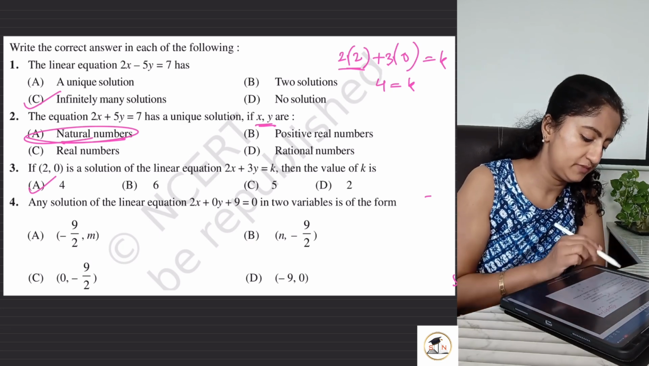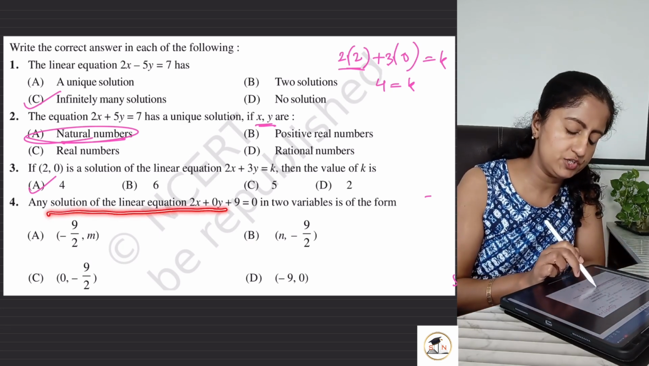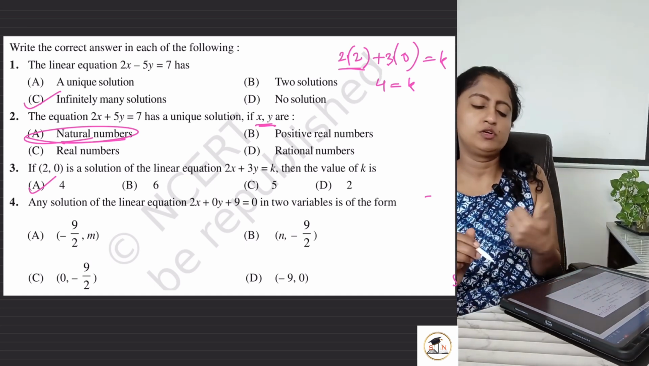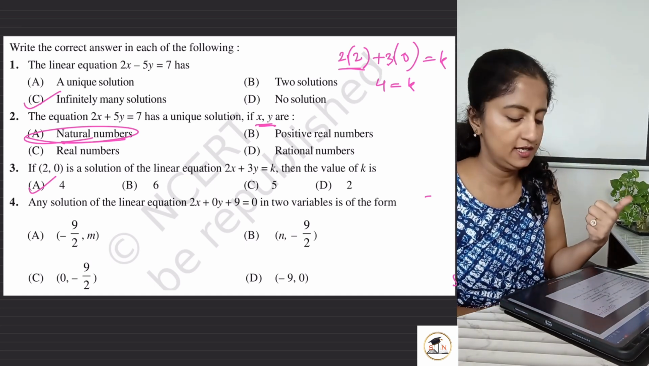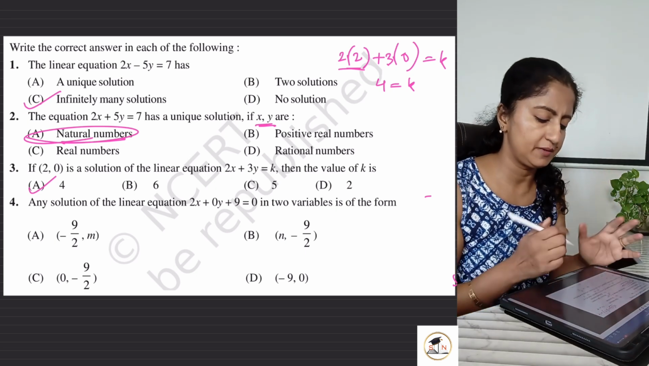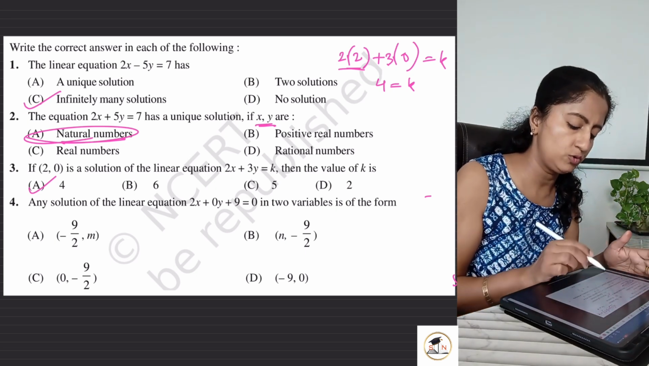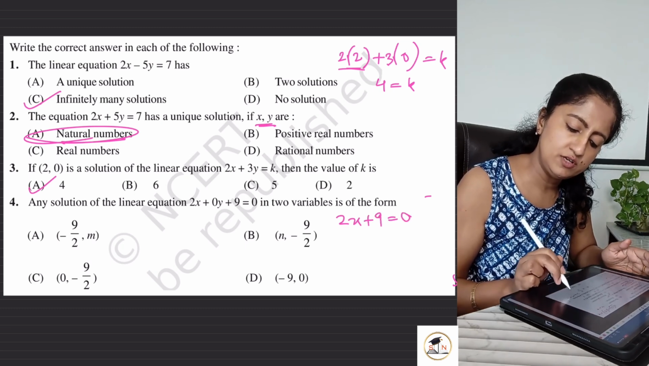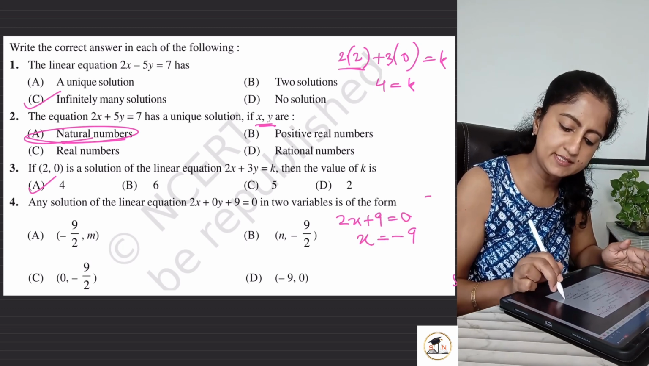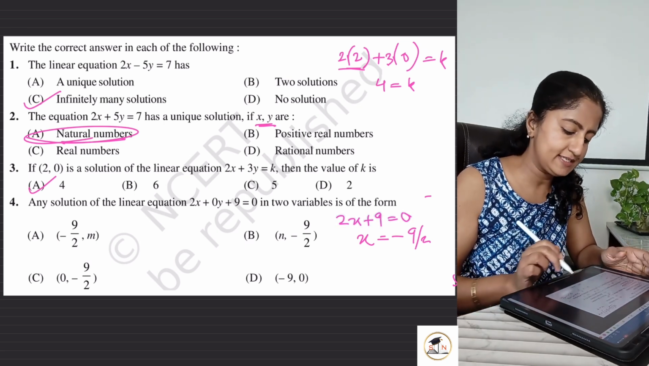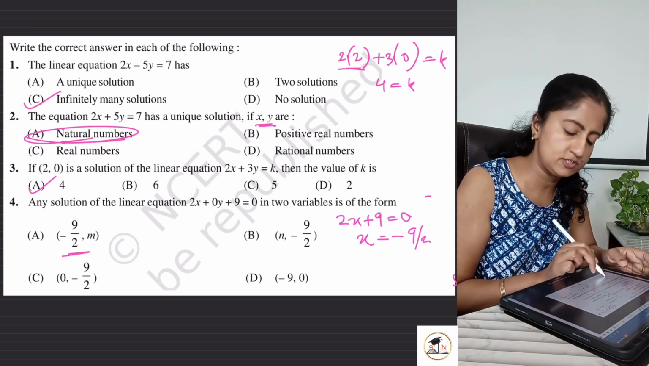Next question. Any solution of the linear equation in 2 variables is of the form. अब देखो उन्होंने कहा है 2 वेरिएबल्स है लेकिन y का कोएफिशिएंट तो 0 है. ओके, सो स्टिल हमें क्या मिल रहा है? अगर हम इसको सॉल्व करें, व्हाट डू वी गेट? 2x plus 9 equals 0. x equals minus 9 by 2.